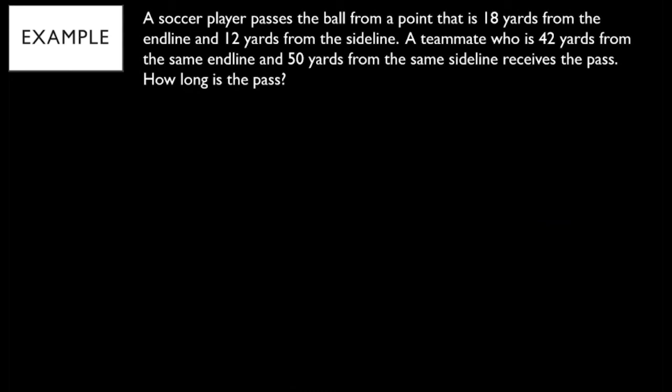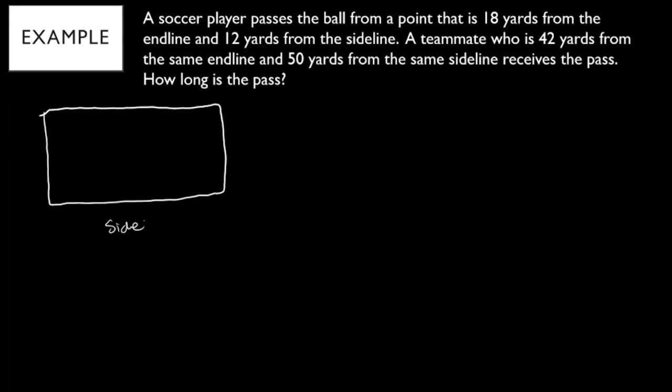So this is the word problem. A soccer player passes the ball from a point that is 18 yards from the end line and 12 yards from the sideline. A teammate who is 42 yards from the same end line and 50 yards from the same sideline receives the pass. How long is the pass? For problems like this, I like to draw pictures, because I am somebody that needs to see what's going on. So I'm just drawing a soccer field, and the sidelines here. So then we've got an end line.